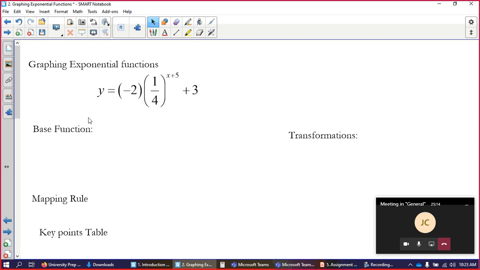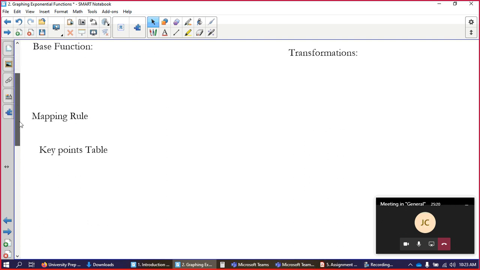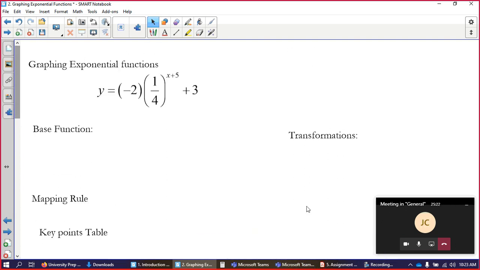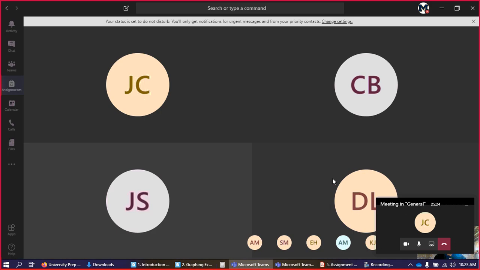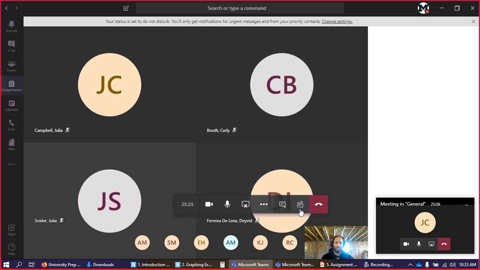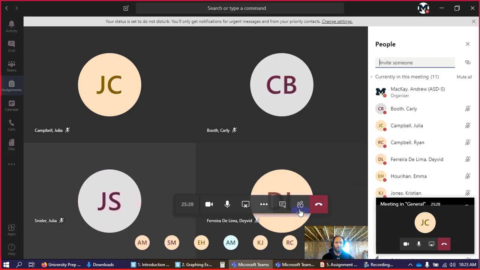Try to do at least the first little bit of that question. If you can figure out the transformations, write the mapping rule, do the key points table, and graph it. I know you guys are all capable of plotting points.